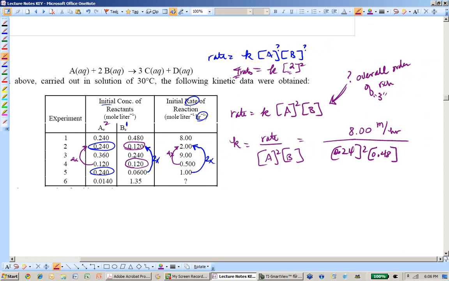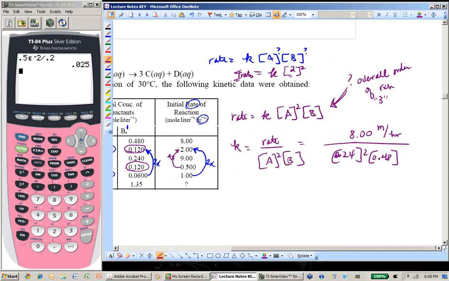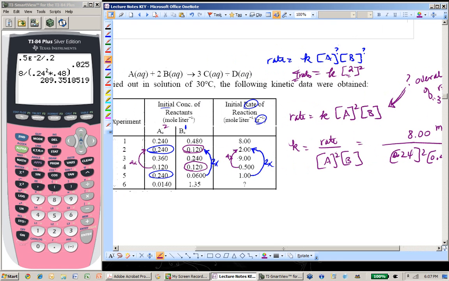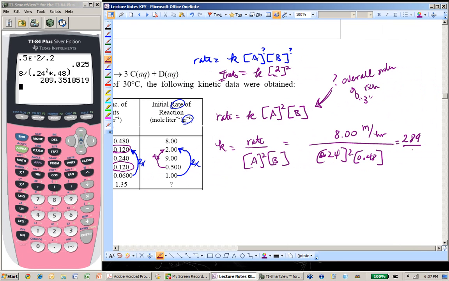All right, calculator time. 8 divided by, open a paren. Don't you love your parentheses keys by now? Got an x squared button to make that squared. Times 0.48, close a paren, whole bloody mess. 289. How many sig figs? 289 it is. Thought maybe it'd round to 290, but nope, 289. So that's going to equal 289. And we already determined the units.